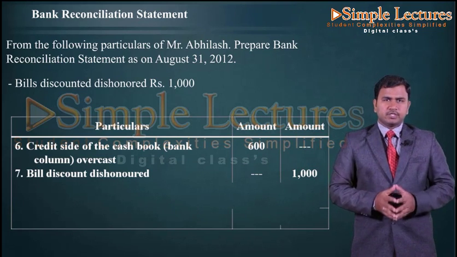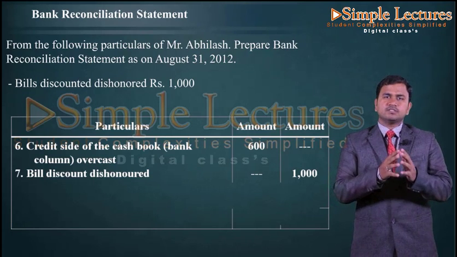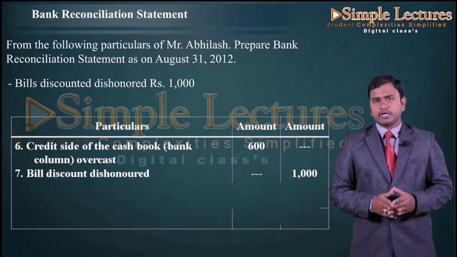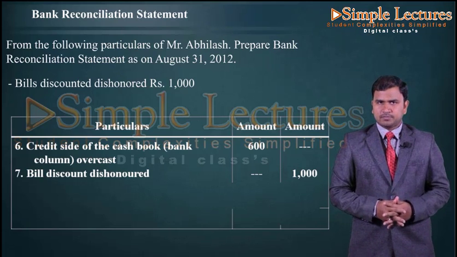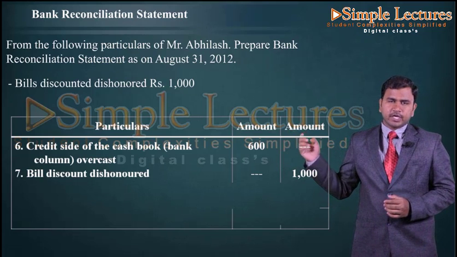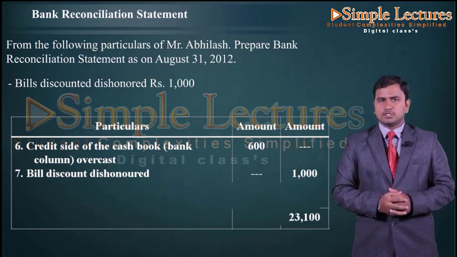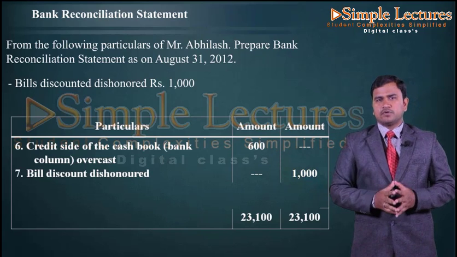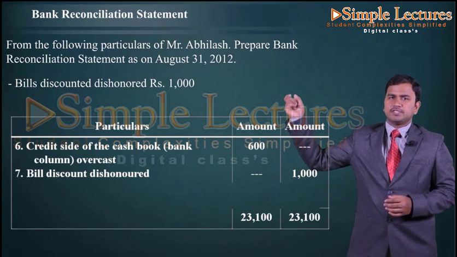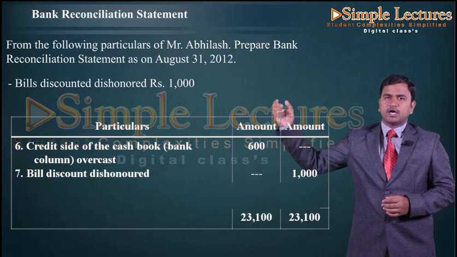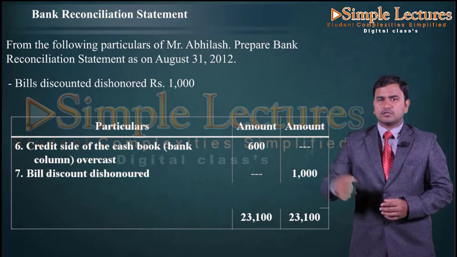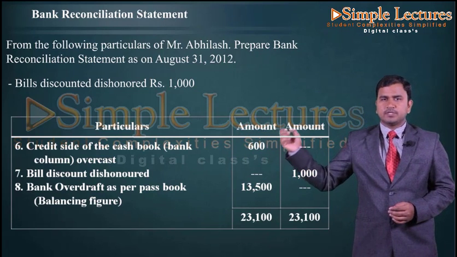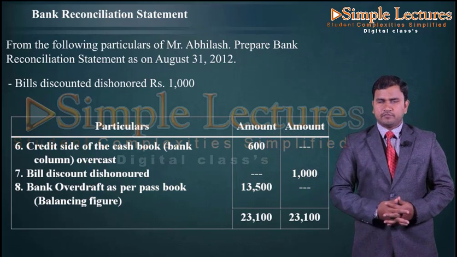After recording all the entries, we have to close the trial balance to find out the balance as per the passbook. So where we have an excess total in the negative amount column, which is 23,100, the same thing we are going to write in the positive amount column, 23,100, minus whatever entries we have recorded in the positive amount column. After deducting that, the difference we are getting is 13,500, which is nothing but serial number 8, bank overdraft as per passbook, in brackets, balancing figure.